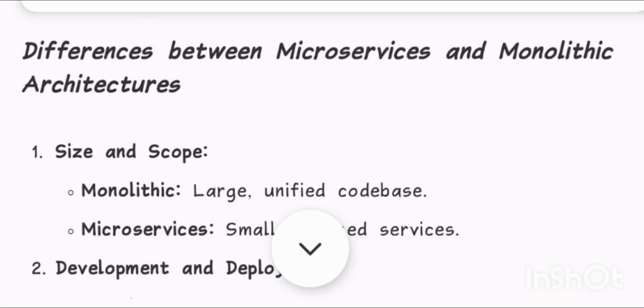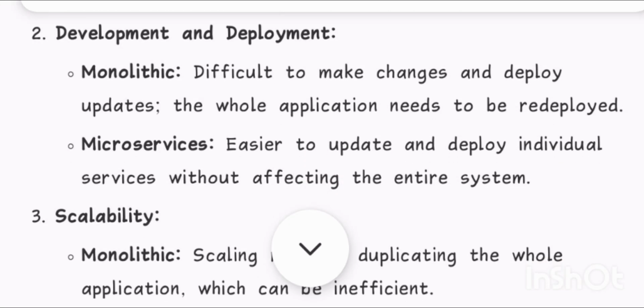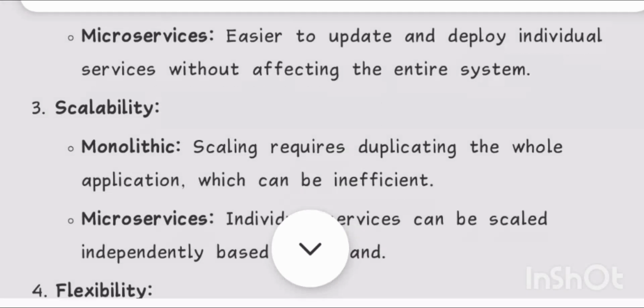Differences between microservices and monolithic architectures. 1. Size and scope. Monolithic: large, unified code base. Microservices: small, focused services. 2. Development and deployment. Monolithic: difficult to make changes and deploy updates. The whole application needs to be redeployed. Microservices: easier to update and deploy individual services without affecting the entire system.